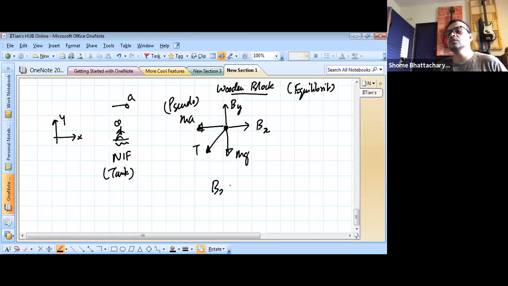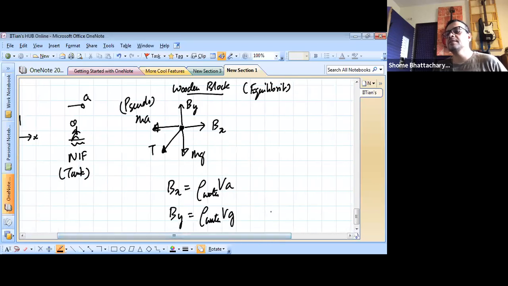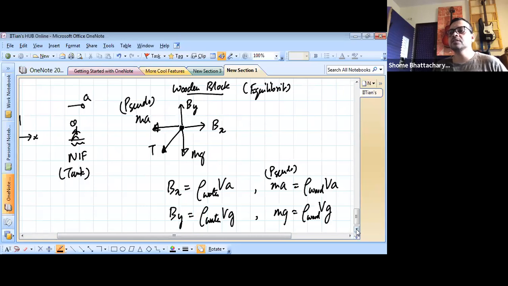So the horizontal component of buoyant force will be density of water into volume of the block into a. The vertical component of buoyant force will be density of water into volume into g. And in comparison, mg is density of wood into V into g, and ma is density of wood into volume into a, the pseudo force. Okay. So now this free body diagram is actually very easy to solve.